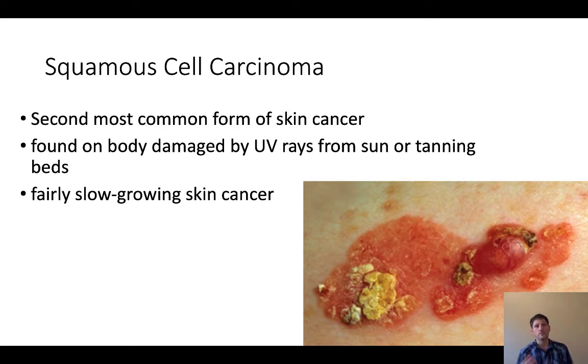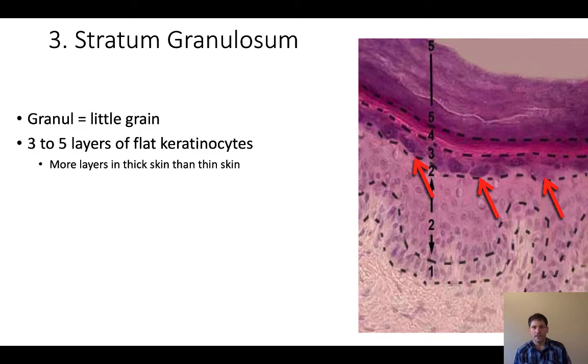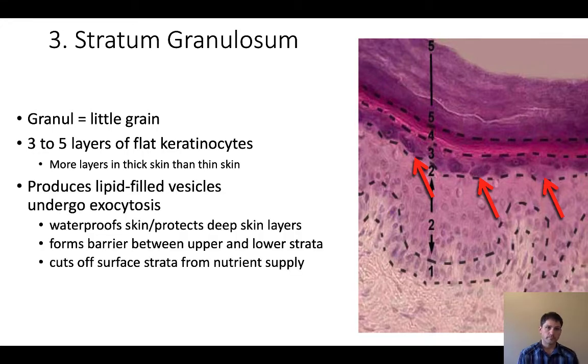out of control. So this is the second most common form of skin cancer. It's slow growing, but you can kind of see it's a little bit different, a little bit more crusty than the other kinds. All right, next layer up is our stratum granulosum. Granulum means little grain, and this is only about 3 to 5 layers thick. It's a pretty thin layer of skin, and we see more layers in thick skin than in your thin skin. So like when we say thick skin, I mean on the palms of your hands or on the bottom of your feet versus the skin on your arm or in your elbow.